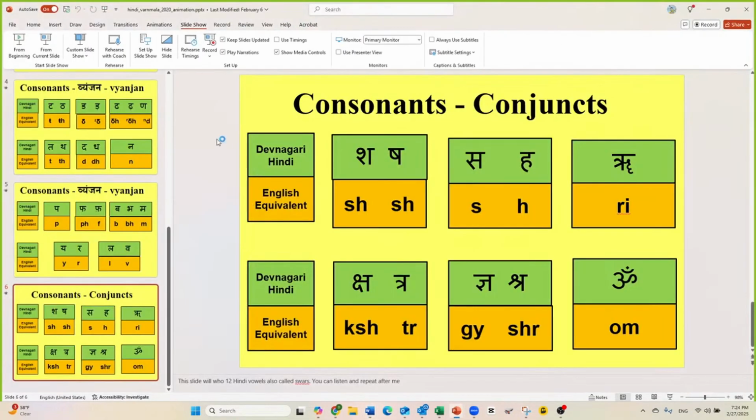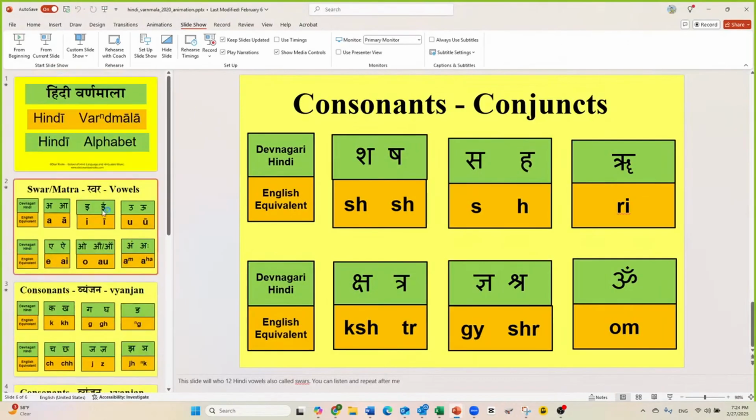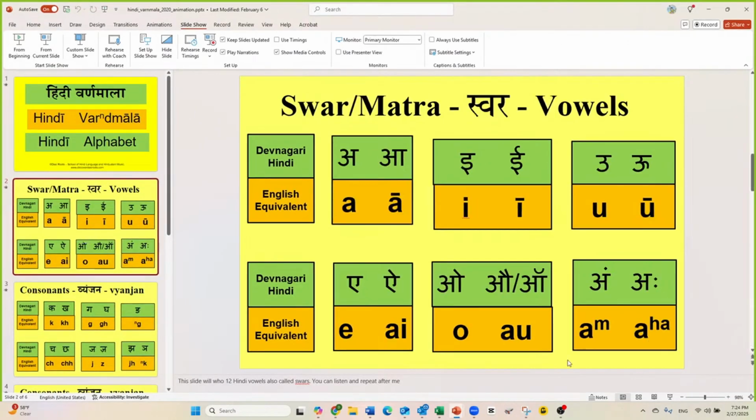So remember when we did this Varnamala, we have these 12 letters. And where is the sir? Sir has a sound at the end. And where is the air sound? This is the air sound.